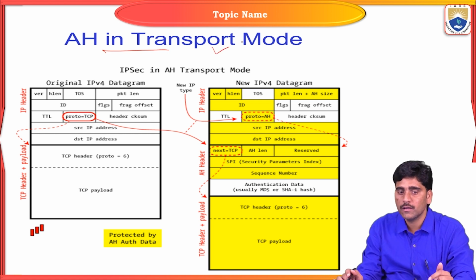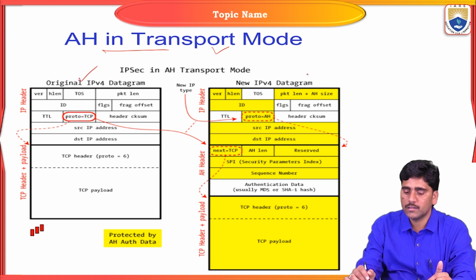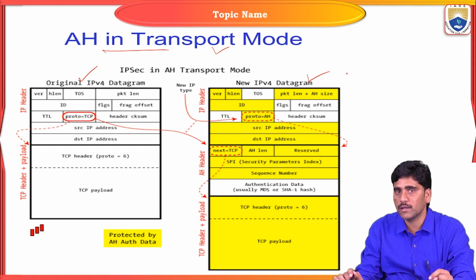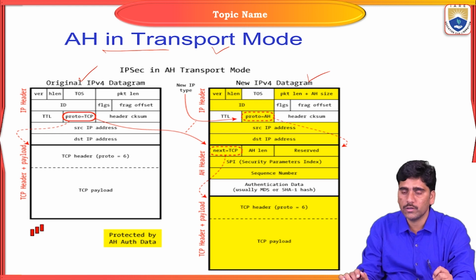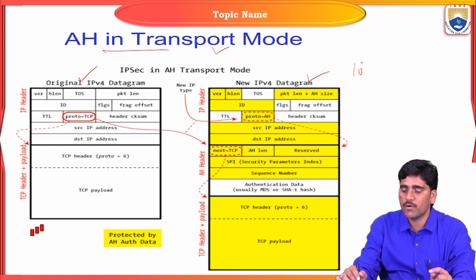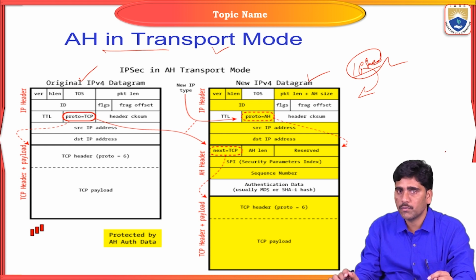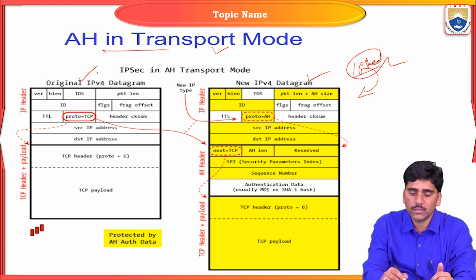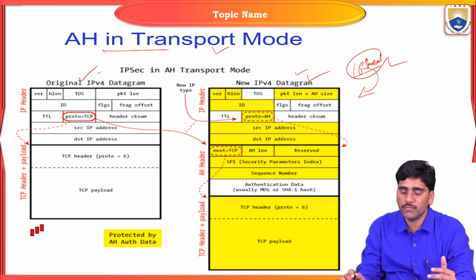And here is the authentication header in transport mode. This diagram shows it without the authentication header, and this diagram shows it with the authentication header. In transport mode, the IPsec header format is not involved, but in tunnel mode, IPsec is applied again to provide the security. Here, this is the original IPv4 datagram, and this is the IPv4 datagram with the authentication header added.